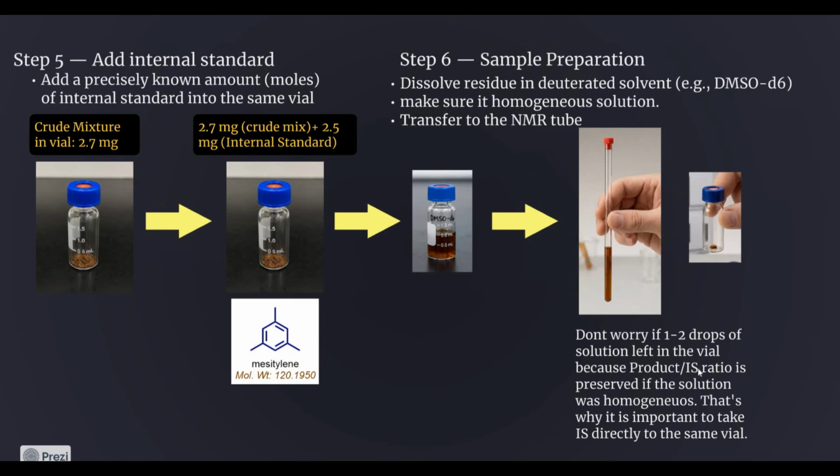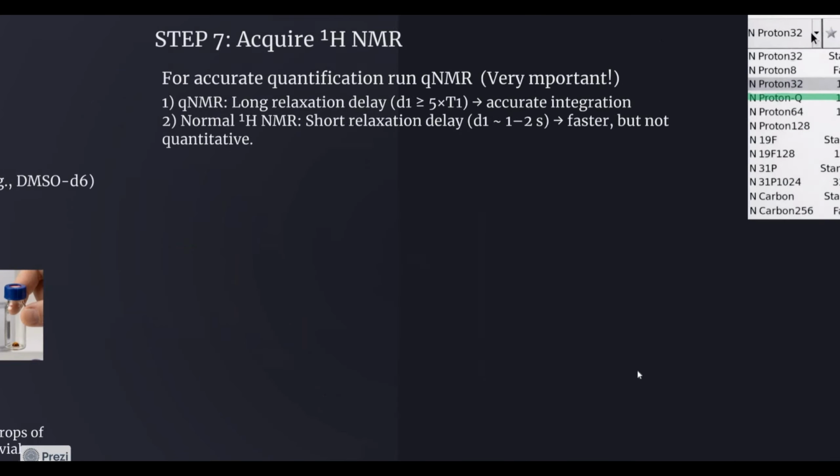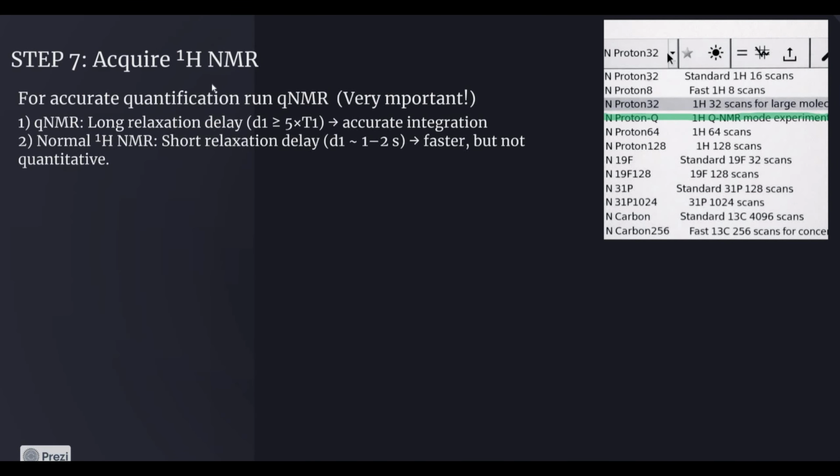Okay, so now let's move further. The next step is to acquire the 1H NMR. As I told in my previous video, normal 1H NMR is not suitable. The qNMR is very important because it has a long relaxation delay, and when you go to run the NMR, you can find something like that, proton qNMR modes, and these are like 1H 64 scans, and these fast 8 scans.